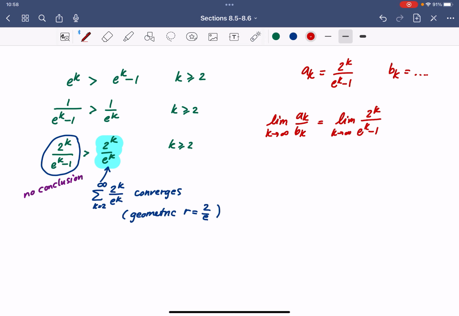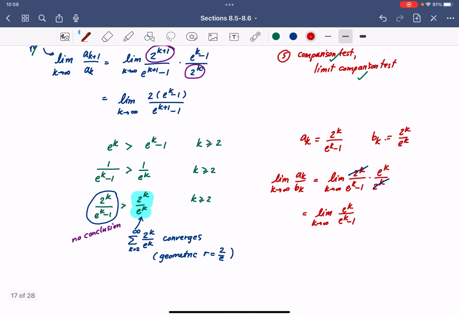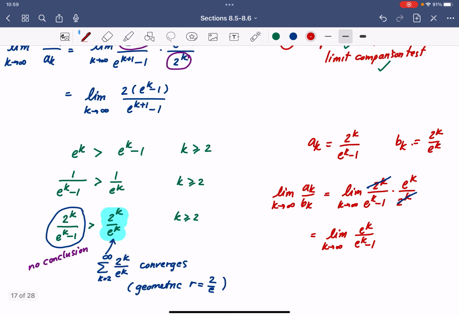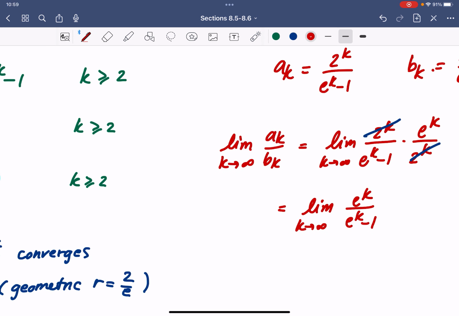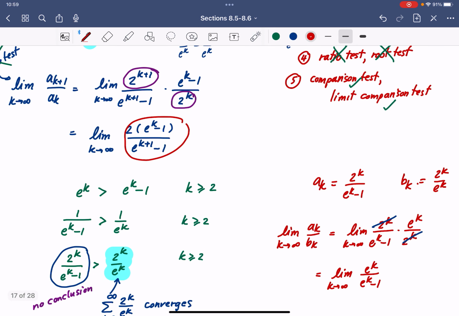If you want the limit to be easy to compute, how about you pick e to the k over 2 to the k. So it means you can pick b subscript k to be 2 to the k over e to the k. Is that okay? Now you have the limit as k goes to infinity, so the 2 to the k are going to cancel out, and then you come back to e to the k over e to the k minus 1. So same thing as the ratio test, it looks like it's going to have the same pattern. The thing that is better is that you have e to the k here, which looks easier to compute, but on the ratio test you have e to the k plus 1 over there.